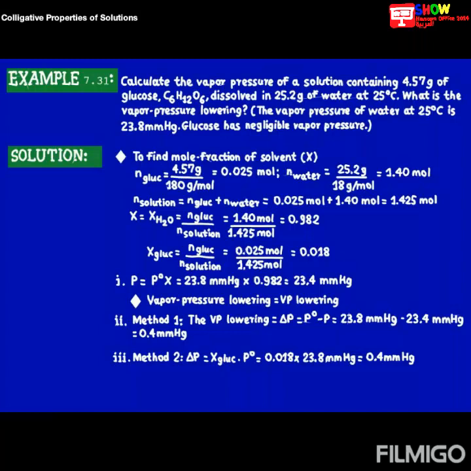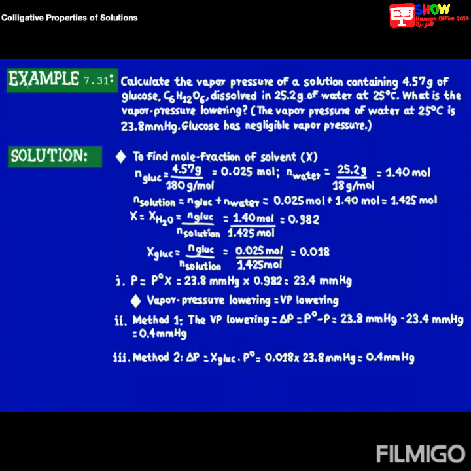Here P is equal to P° X, which is equal to 23.8 millimeter mercury times 0.982, which is equal to 23.4 millimeter mercury. Vapor pressure lowering. Method 1: the vapor pressure lowering, ΔP, is equal to P° minus P, 23.8 millimeter mercury minus 23.4 millimeter mercury, which is equal to 0.4 millimeter mercury.